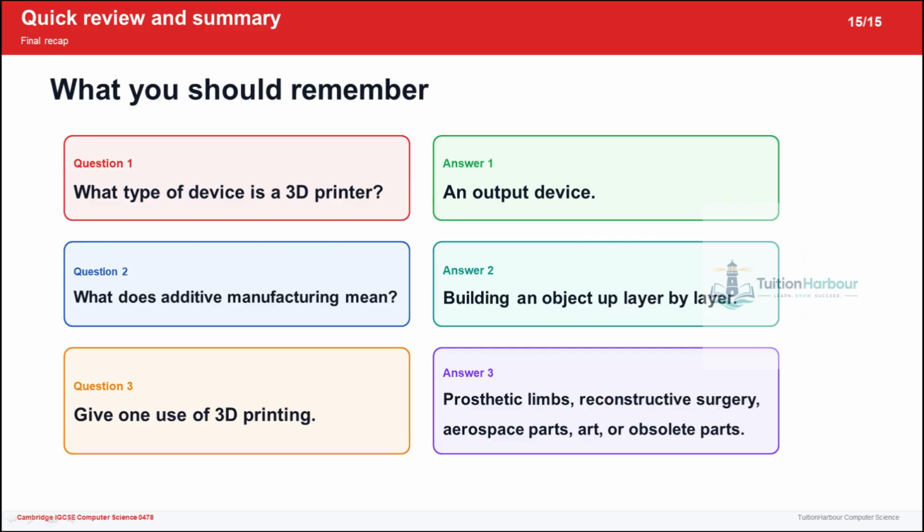Quick review. What type of device is a 3D printer? It is an output device. What is additive manufacturing? It means building an object layer by layer. Uses include prosthetic limbs, surgery, aerospace parts, artwork, and replacement parts.